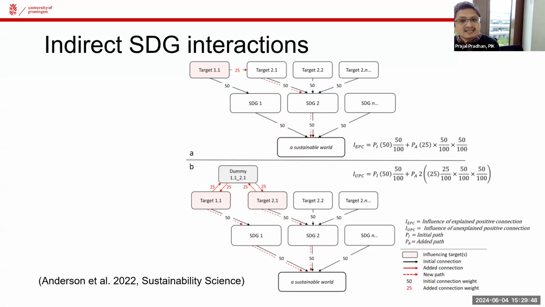So these interlinkages matter because, of this interconnection, some goal or some target may be more important to the system. And we can focus on those targets when we do the prioritization of SDGs.